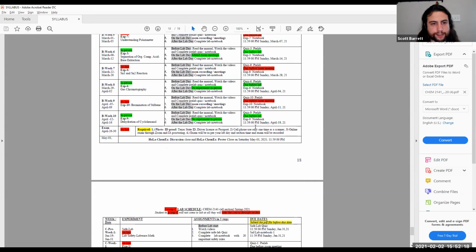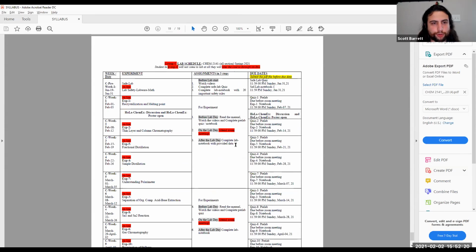Now, finally, and this is also uploaded separately, is our schedule here. This week we'll be doing recrystallization and melting point, next thin layer chromatography, TLC, fractional distillation, simple, et cetera, et cetera. So every time before, read the manual, brief overview, watch the videos in the module. We'll jump over to that here in a second, and complete the pre-lab quiz and your pre-lab notebook. Come into the meetings, be prepared.